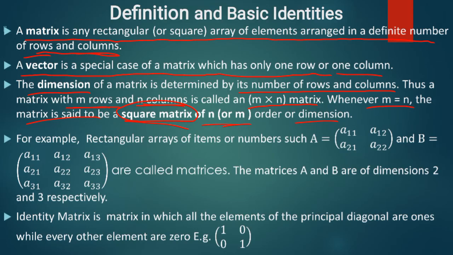So what does it look like? Now we know a matrix is a rectangular or square array of elements arranged in a definite number of rows and columns. It looks something like this. In this case, we have 2 rows and 2 columns, with entries A11, A12, A21, and A22.